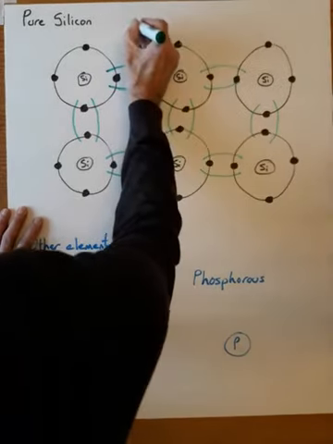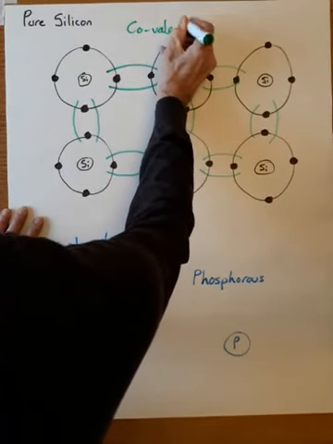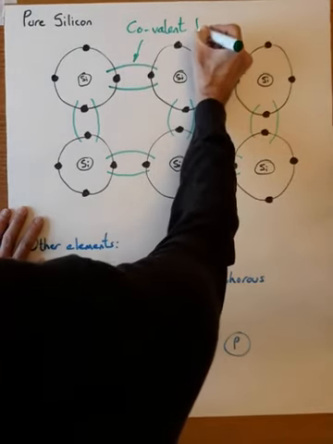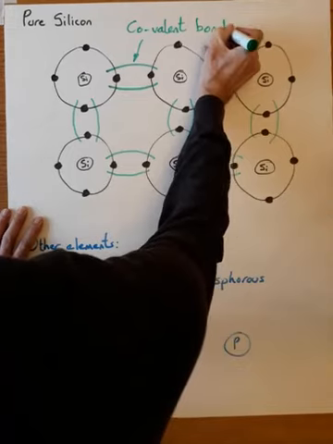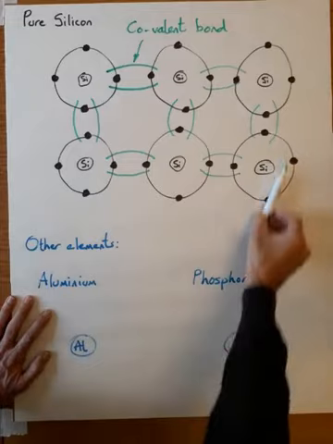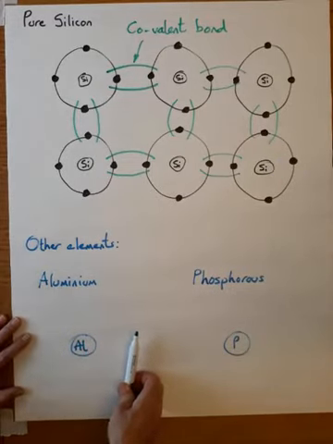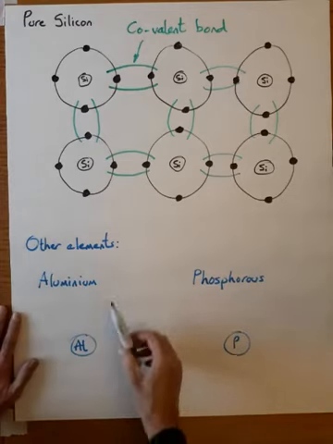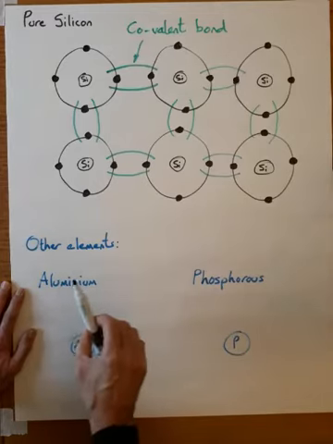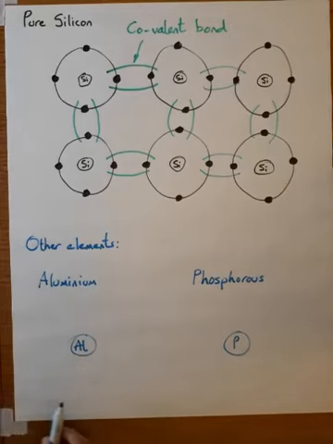Let's just label this up. This point of sharing is called a covalent bond. And that is important. So we need to remember that pure silicon is an insulator because of the covalent bonds and the sharing that takes place. So we're into some very, very clever science, which we don't need to dwell on, unfortunately. But let's consider some other elements.